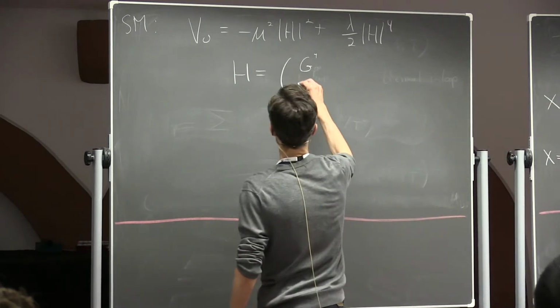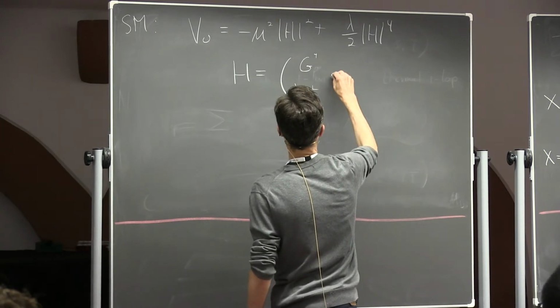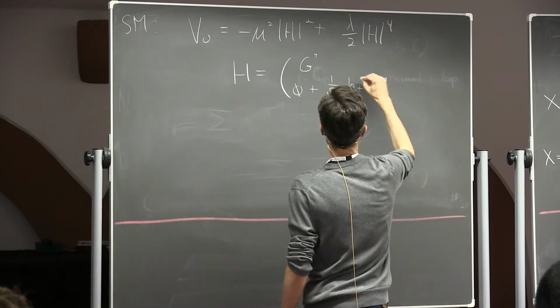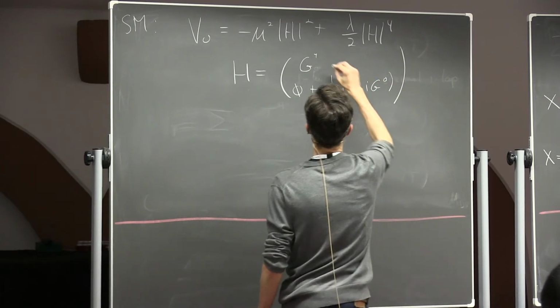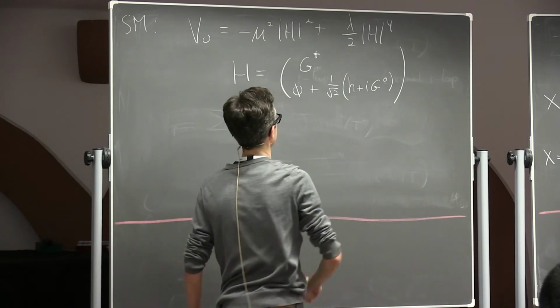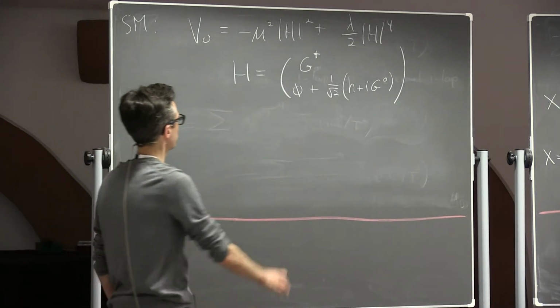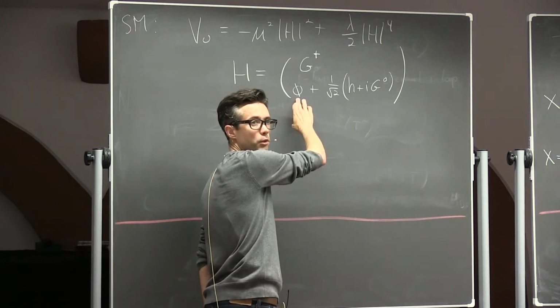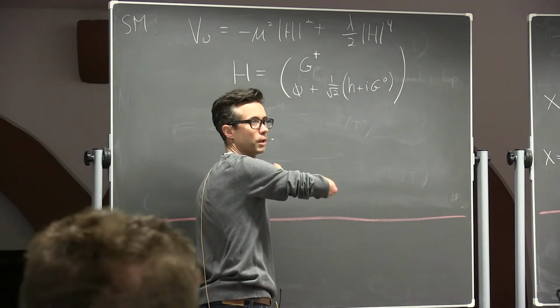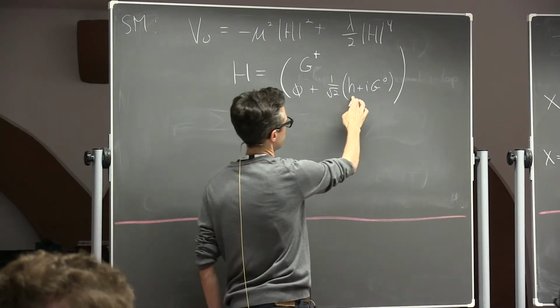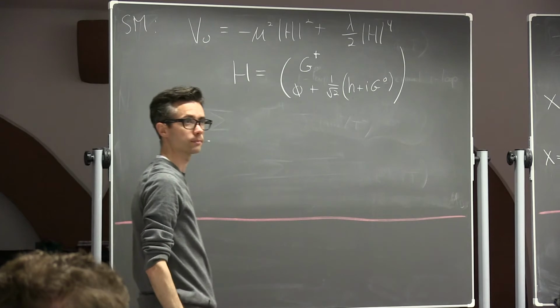And then the lower component, I'm going to have a background value phi plus 1 over root 2 h plus i G0. So the G plus and G0 are the Goldstone modes. The phi is going to be the background value of the Higgs field. So I'm going to vary it along the usual non-zero direction that we normally identify with the Higgs vev. And then here's my physical Higgs boson within that background.